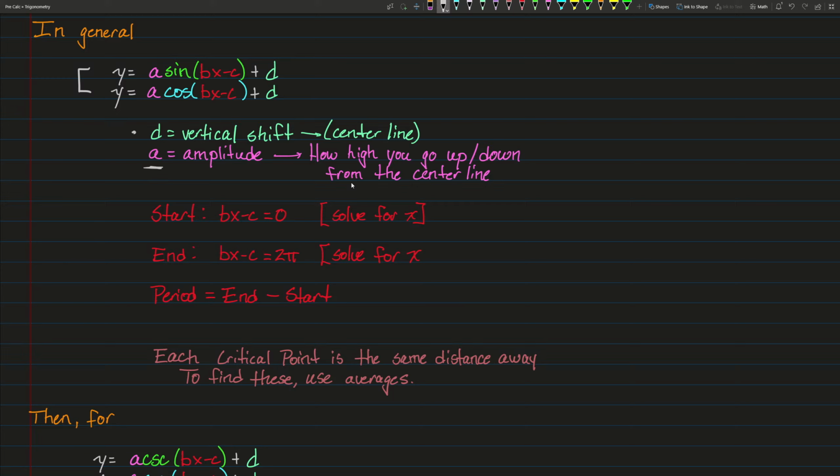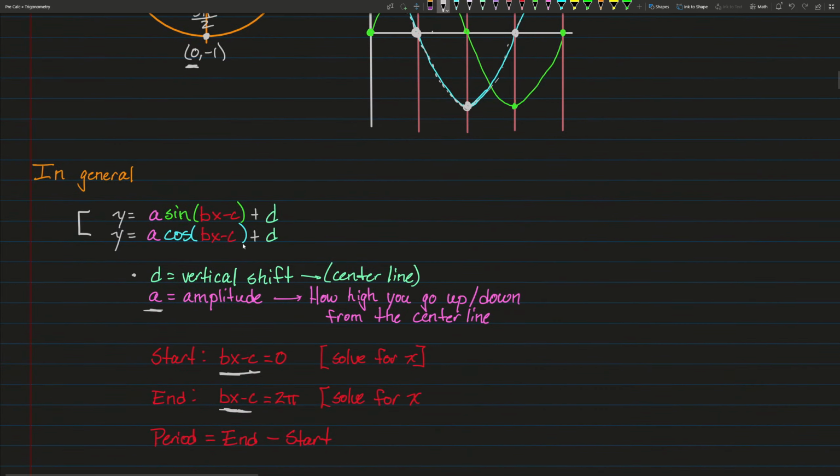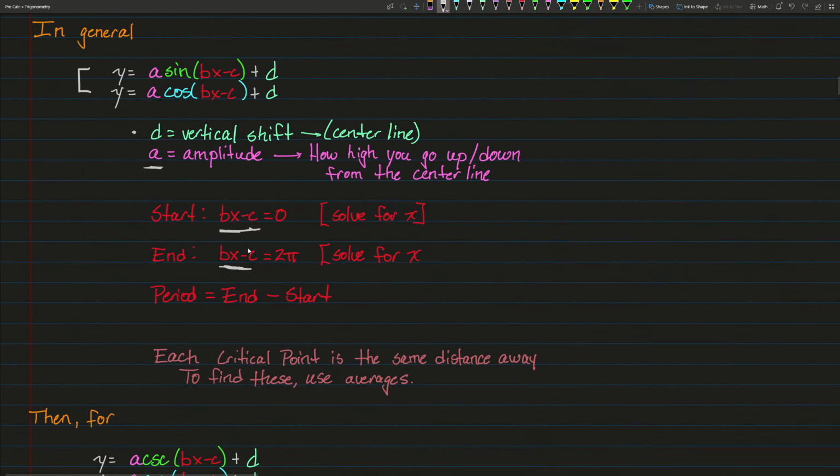Our starting angle is when we set everything inside parentheses equal to 0. And our ending angle is when we set everything in parentheses equal to 2 pi. Which should make sense if we're looking at our unit circle. Our starting angle is 0, our ending angle is 2 pi, so that tells us what's happening inside that angle. The period, how long that takes, is just the end minus the start. Each critical point is the same distance away, so to find those we can just use the averages, which I'll show you in a little bit.